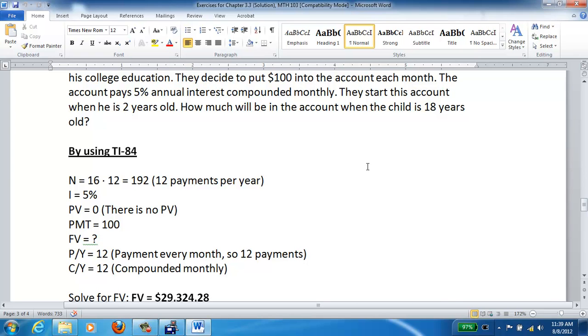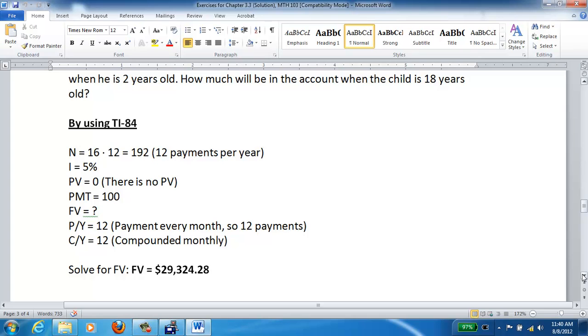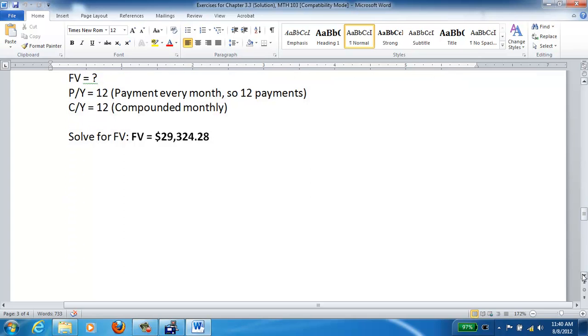Present value is 0. Payment is 100. And then you look for the future value. So this is similar to what we did before. Just be careful with the n. So you solve for the future value. The future value will be $29,324.28. And then you can do this one by using the graphing calculator, and you can practice with it.